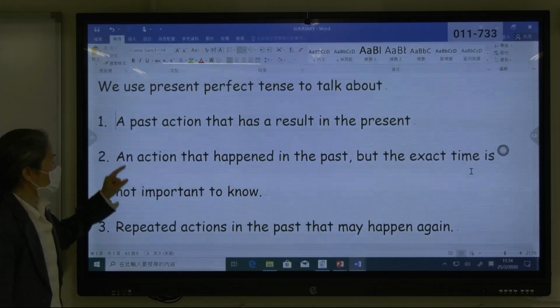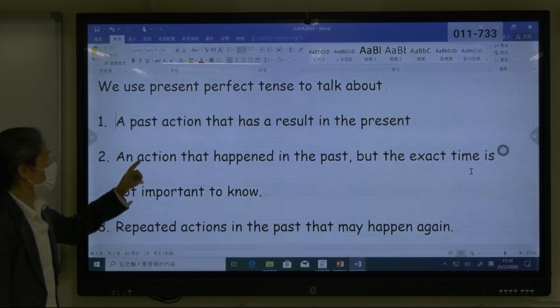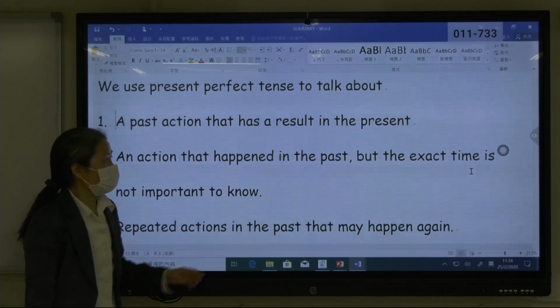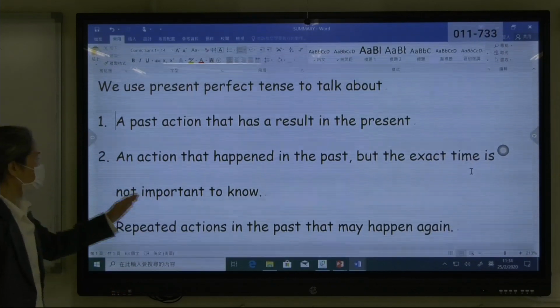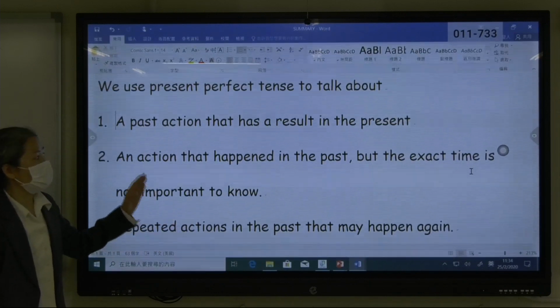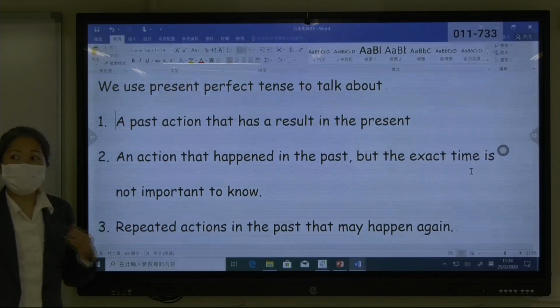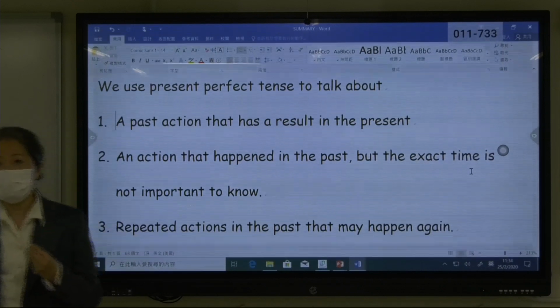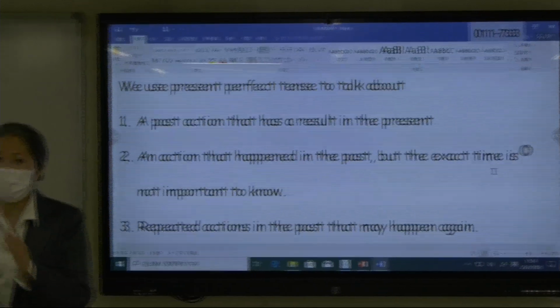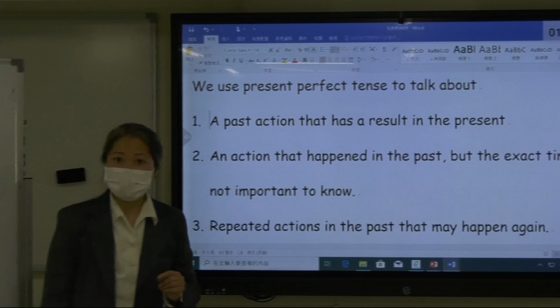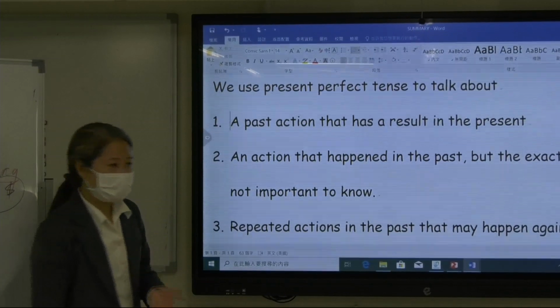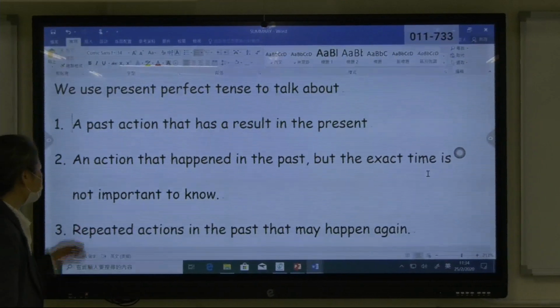Okay, number two. Okay, the second one. We use present perfect tense to talk about an action that happened in the past, but the exact time is not important to know. 我哋講一樣過去發生嘅嘢，而咧發生嘅時間咧係唔重要，你覺得唔需要講俾人聽，or you don't know when it happened，或者係你唔記得其實幾時發生嘅。Okay, not important.